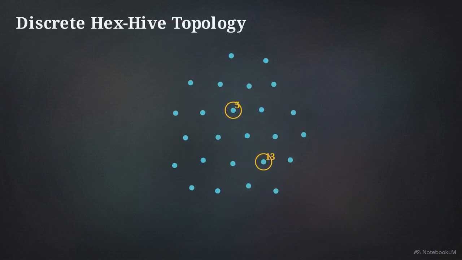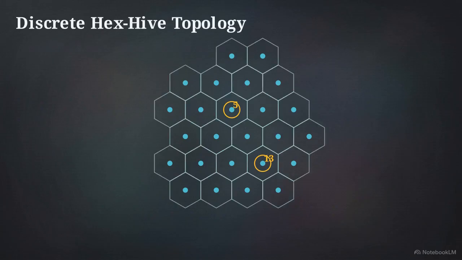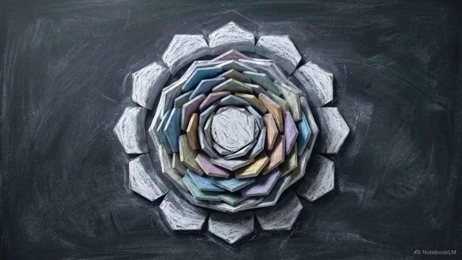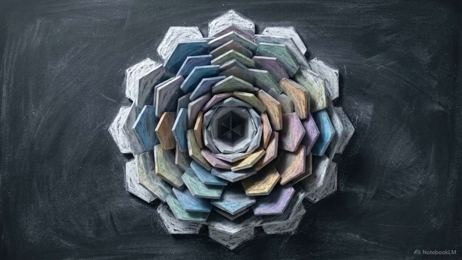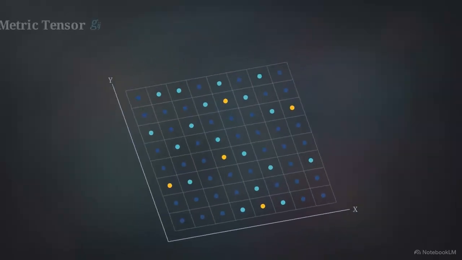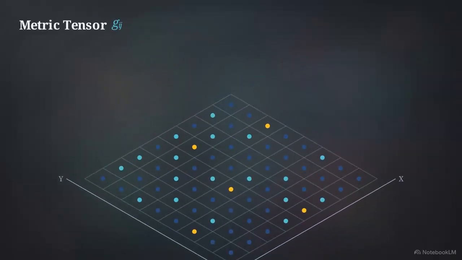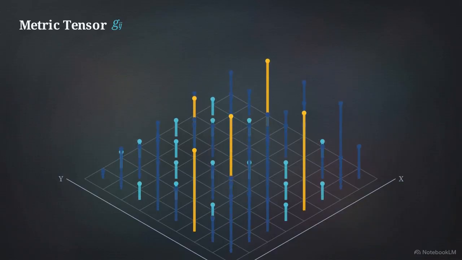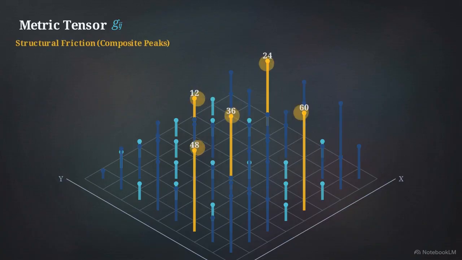At these points, the system resets its counting logic, switching algebraic bases. Because these shifts in counting logic require more coordinate axes to distribute points evenly, the 2D map is forced to fold. The plane warps upward, expanding into a three-dimensional metric tensor. This creates a physical-like terrain where the elevation of any coordinate is determined strictly by its divisor count.